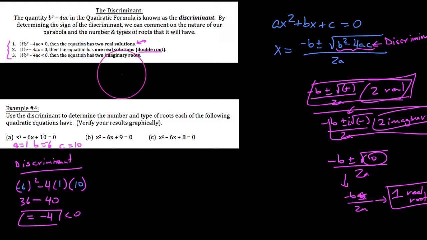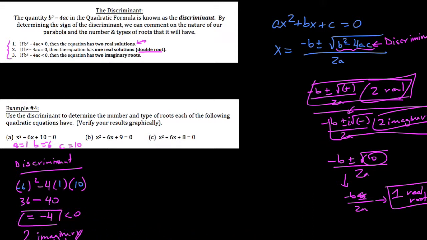So what this means is, since we have less than 0, when I take the square root of this, I'm going to be doing the square root of a negative, you guys. And if that's the case, then we get two imaginary roots, which means they don't have any x-intercepts. And I just want to prove this.